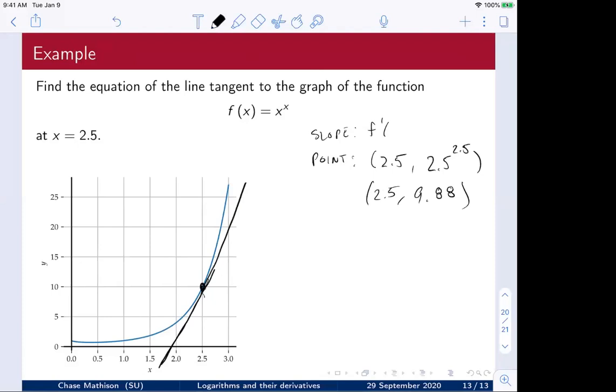Okay, so now I need the slope at this point. So I'm going to take f prime of 2.5. And now here's the tricky thing. How do I find the derivative of x to the x? Chain rule.